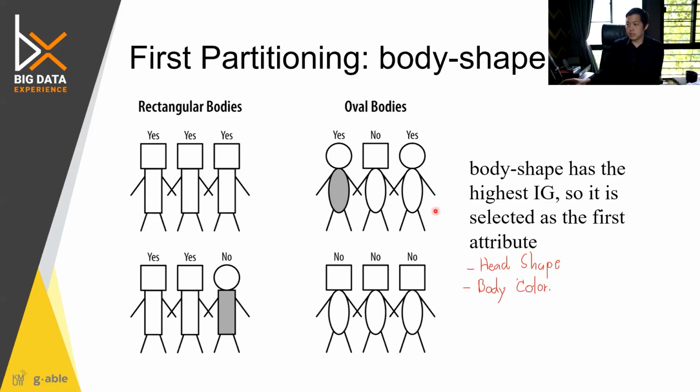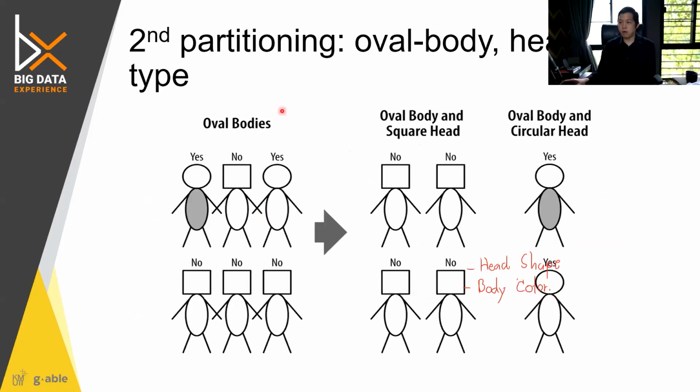Right. Let's evaluate each of these. Using head shape, can you use head shape to separate yes from no? Right. Using head shape would get you a perfect result. Circular gives you yes. Rectangle gives you no. So that means head shape will be best for oval body. If you use head shape for oval bodies, then you can separate yes and no into 2 groups.